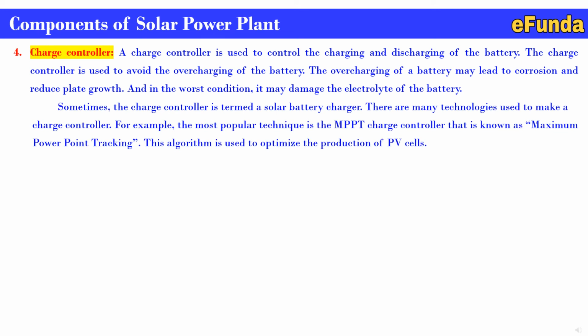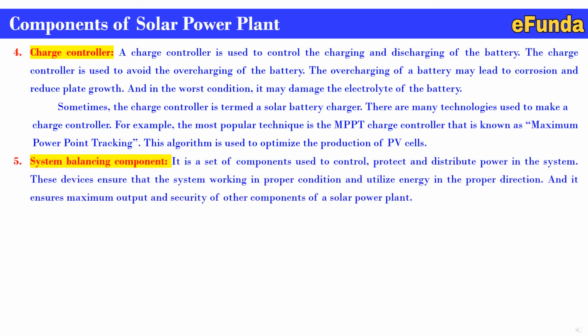Sometimes the charge controller is termed as a solar battery charger. There are many technologies used these days to make a charge controller. For example, the most popular technique is the MPPT charge controller, that is known as maximum power point tracking. This algorithm is used to optimize the production of the PV cells.